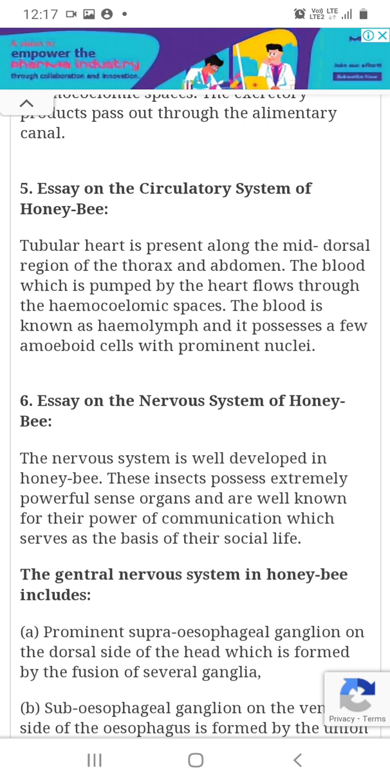The circulatory system has a tubular heart which is present along the mid-dorsal region of thorax and abdomen. The blood which is pumped by the heart flows through hemocoelic spaces. The blood is known as hemolymph and it possesses a few amoeboid cells with prominent nuclei. It is similar to the circulatory system of other insects.